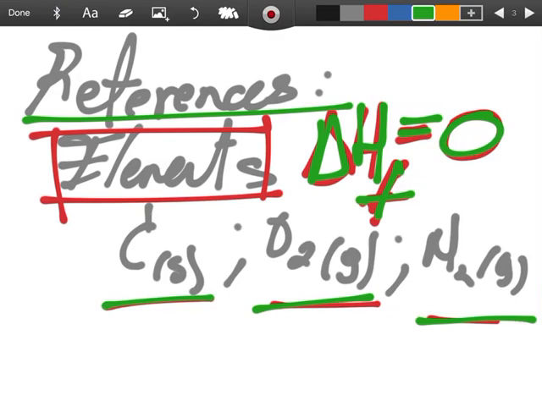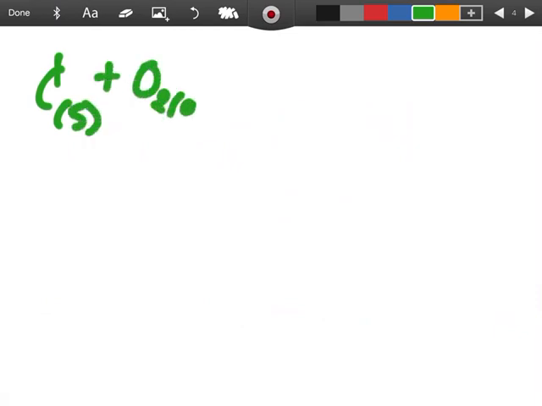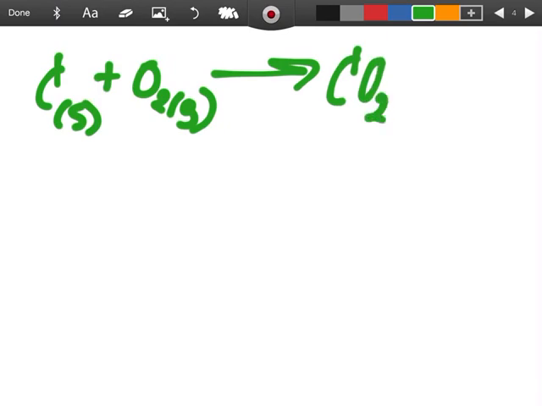So let's continue. Now let's go immediately to a practical example, and let's remember our combustion reactions. So if I have, for example, carbon in the form of a solid, and I add elemental oxygen in the form of a gas, and I use the stoichiometry for the reaction, what I am going to get is CO2. So nothing new, nothing that we don't know.